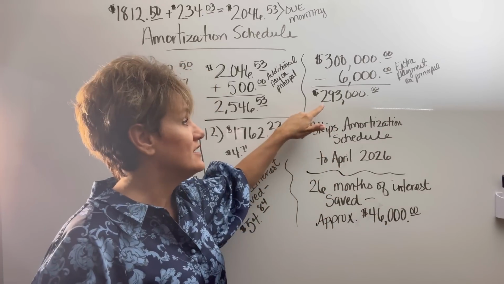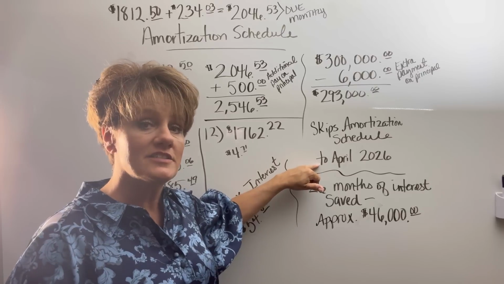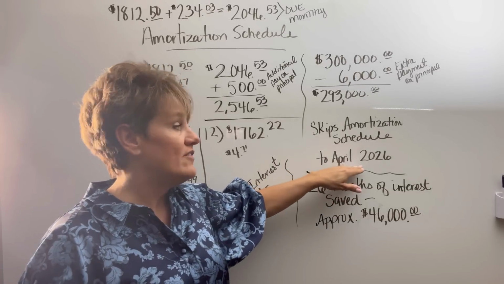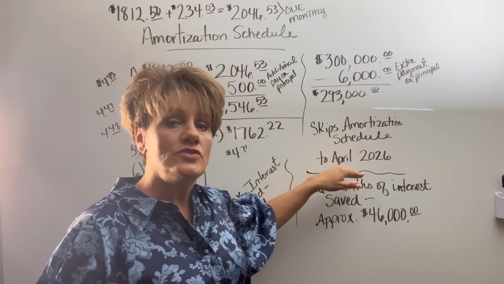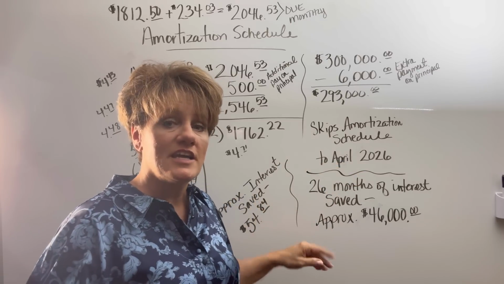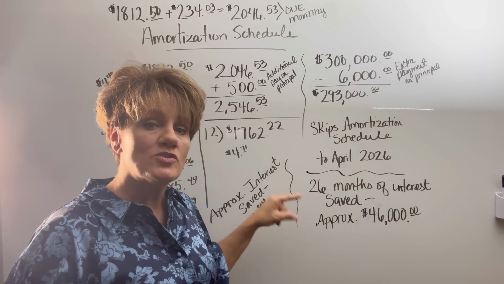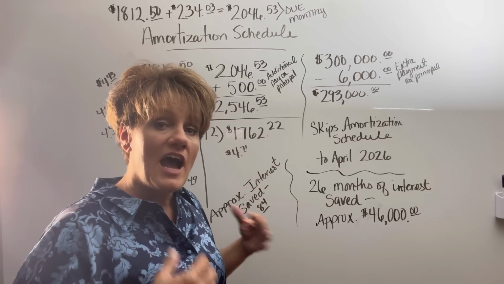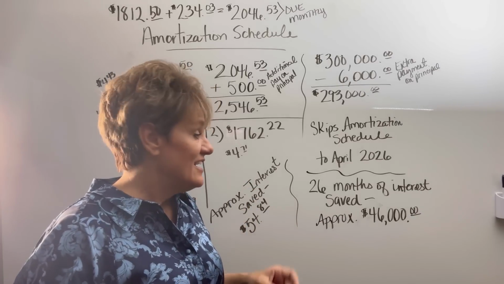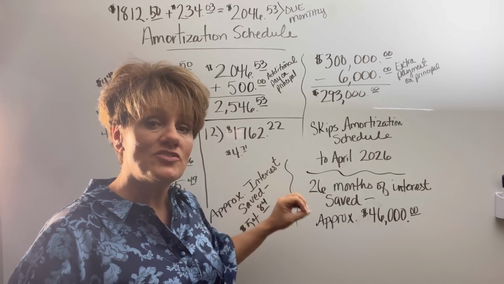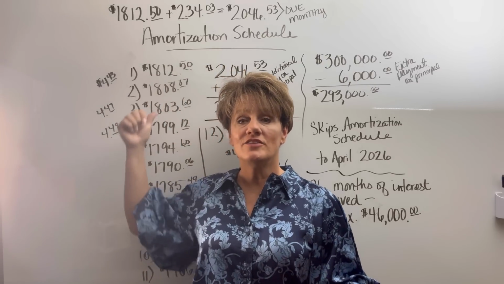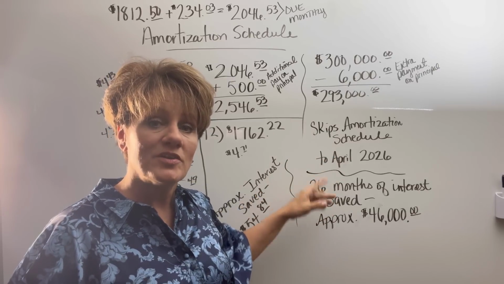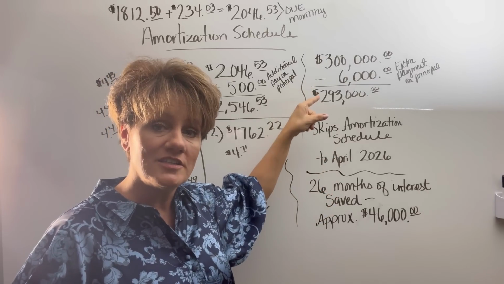to whatever the balance is, which means this balance is going to be approximately $293,000 after one chunk that moves you to April 2026. That means that you got to skip 26 months of interest payments. I hope you can get that in your head. 26 months of interest. This interest right here that you're willingly paying, you get to skip it right here because you made the chunk up front.